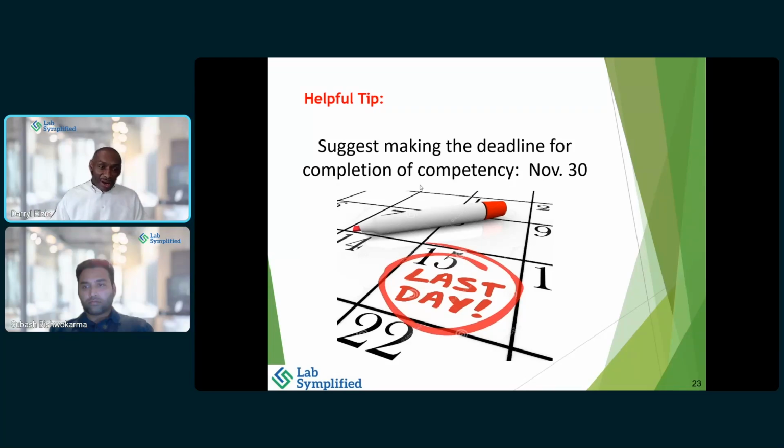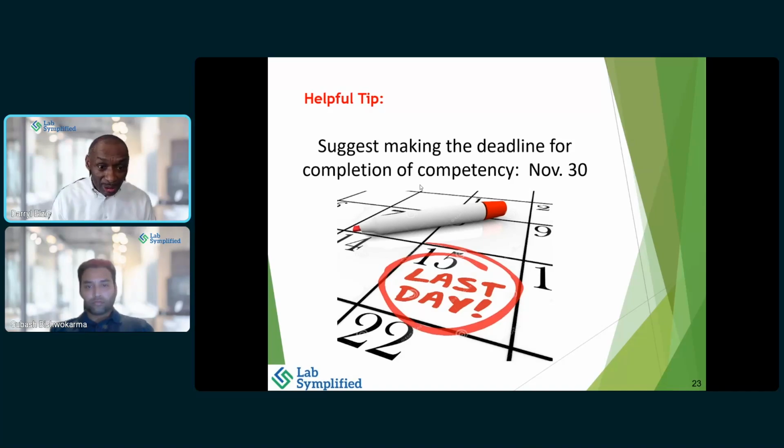Everybody's done. I've got it all signed. I am good to go. So therefore, December, going into the new year, you can have that breathing space right there. That is so important. And what I'm sharing with you right now is life experience. I've seen it over and over again, smaller as well as larger labs. Get that deadline and stick to it yourself.